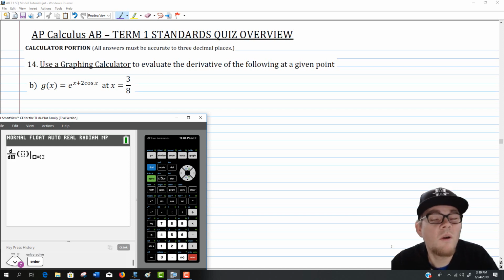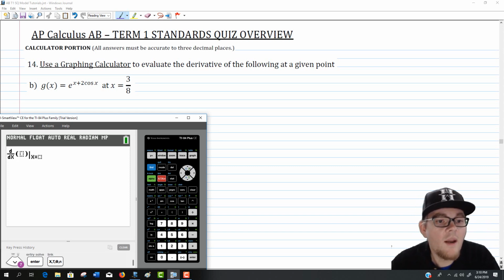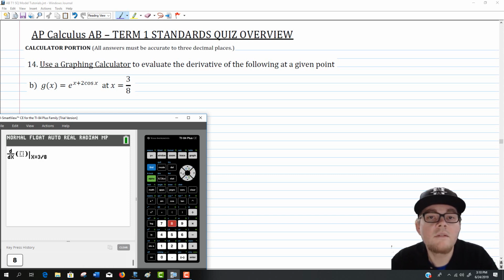First and foremost, I need to tell it what variable we're using as the independent variable. In our case, that's going to be x. So notice it writes it in as ddx, just like we would if we were writing this out by hand. Second, we want to tell it what x value we want to evaluate at. So I'm going to go over to the far right side and put in 3/8. So we want to evaluate the slope of this curve at x equals 3/8.